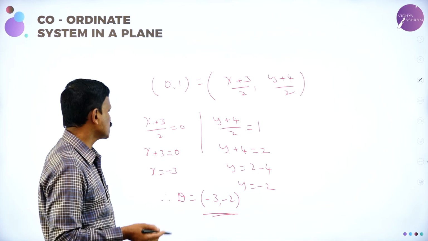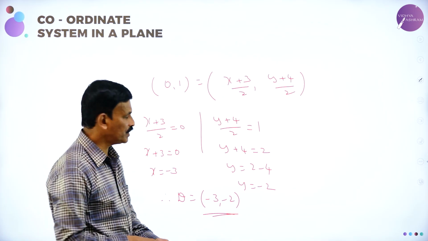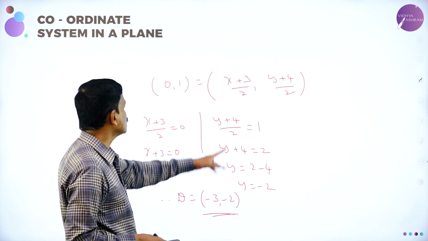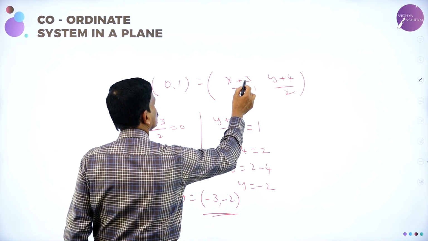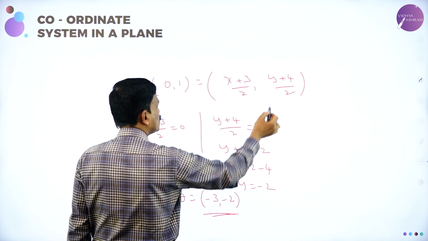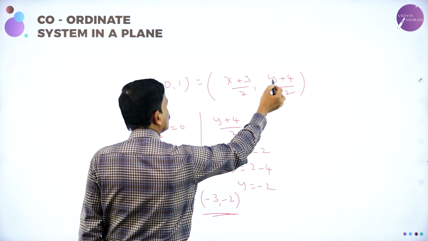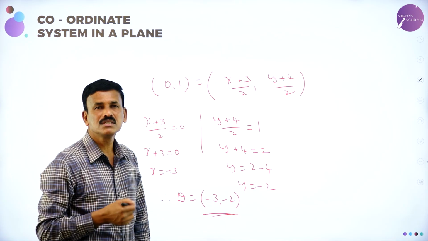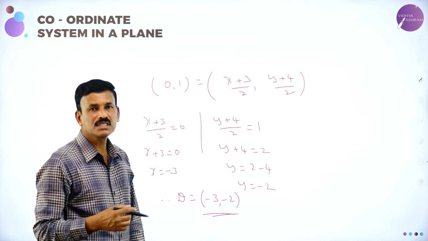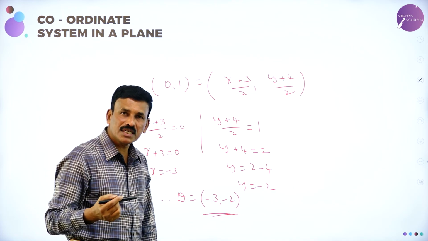So if you want to verify, you can verify. Just put x is equal to minus 3 and y is equal to minus 2. If you put x is equal to minus 3, plus 3 is 0, by 2 is 0. If you put y is equal to minus 2, 4 minus 2 is 2, 2 by 2 is equal to 1. So you will get (0, 1) as the midpoint. That's it. Very simple verification. Now move on to the next problem.